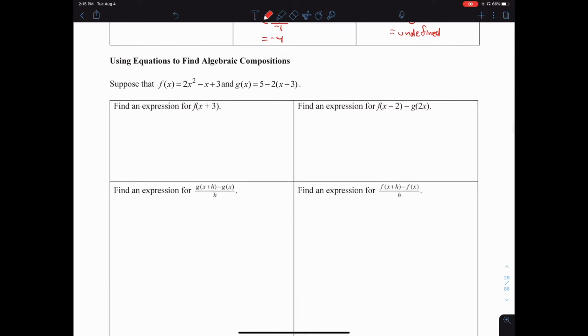Suppose that f of x is 2x squared minus x plus 3, and g of x is 5 minus 2 times the difference of x and 3. Find an expression for f of x plus 3.